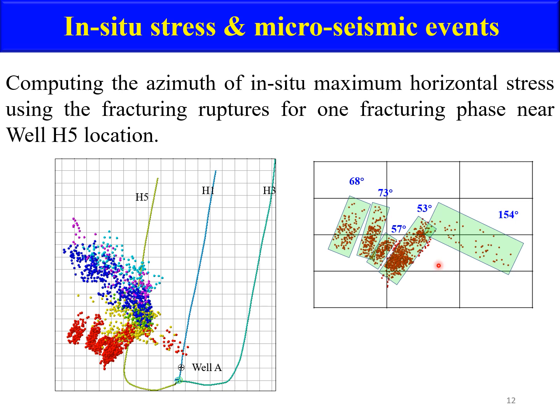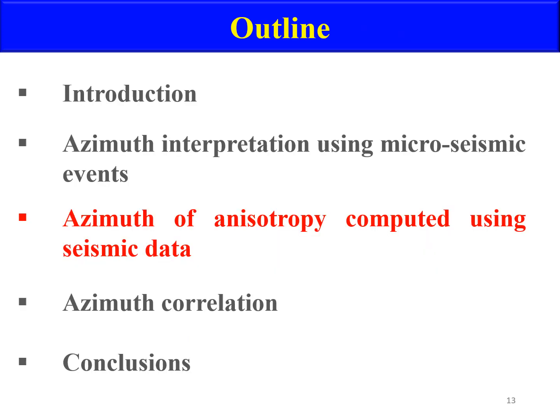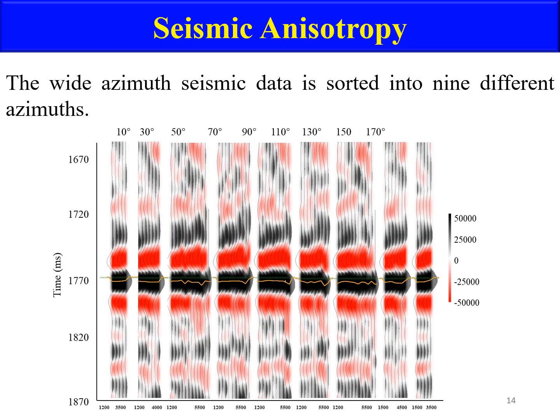In this research, the azimuth computed from microseismic ruptures functions as a benchmark for the following azimuth calibration. After I obtained the benchmark azimuth of in-situ horizontal stress, the next step is computing the azimuth of anisotropy of seismic attributes.